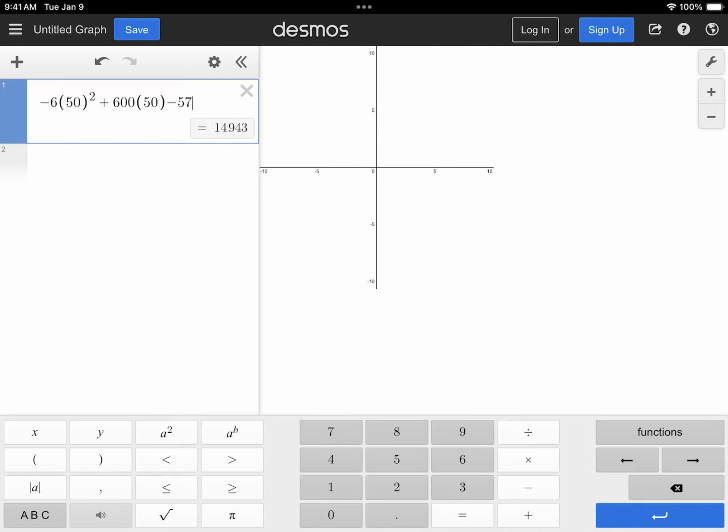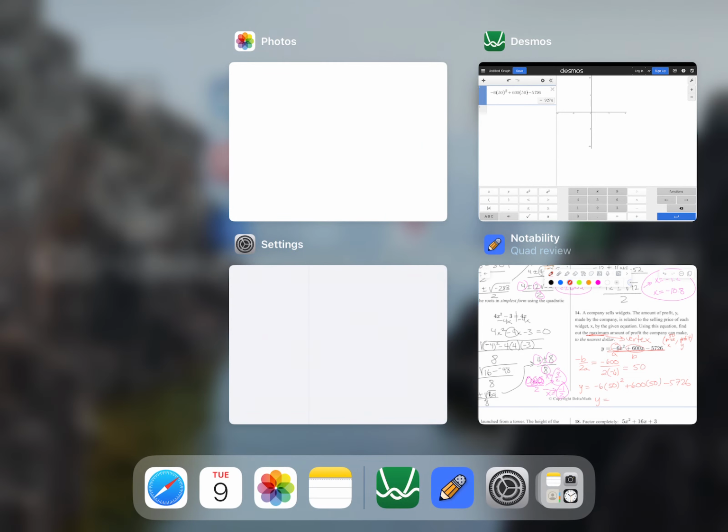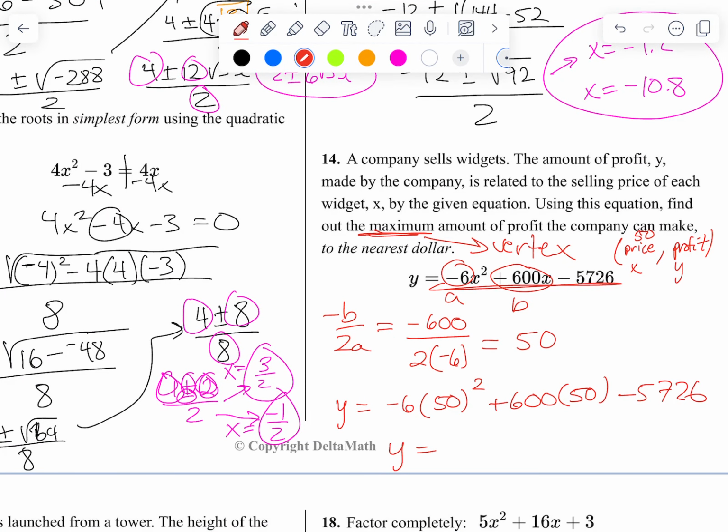minus 5726. I get 9,274. So the max amount of profit that I could make would be $9,274.